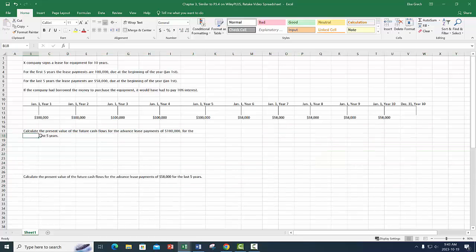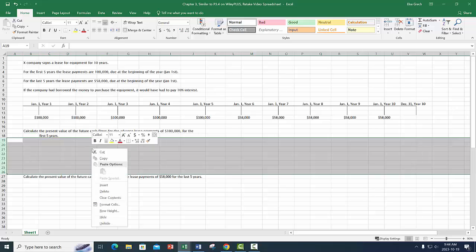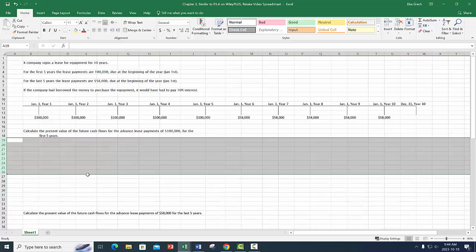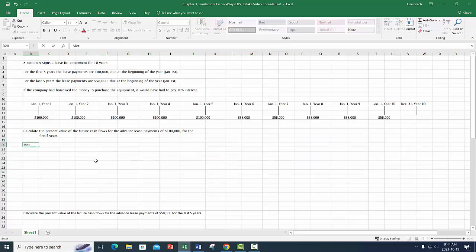Here we go. Calculate the present value of the future cash flows for the advanced lease payments of $100,000 for the first 5 years. I'm going to show you 2 ways of calculating this. Method 1. For method 1, what I need is the rate, the number of periods, the payment, the future value, and the type, right? And the type is 0 if it's paid at the end of the year, and it's 1 if it's paid at the beginning of the year.